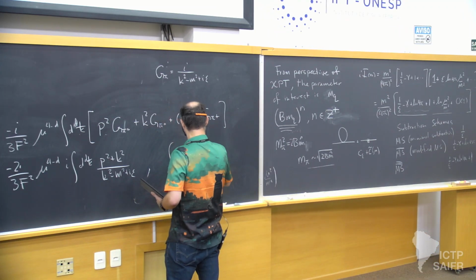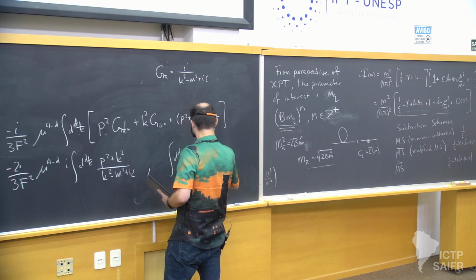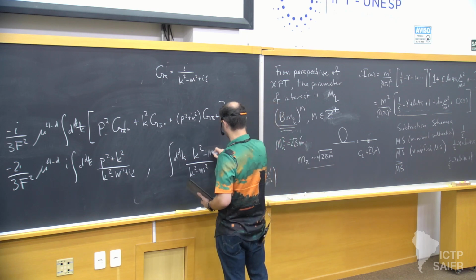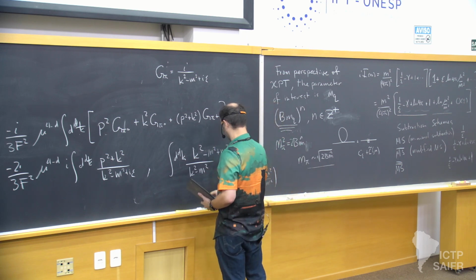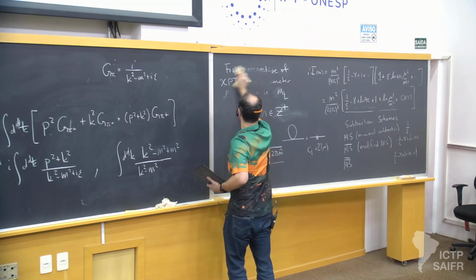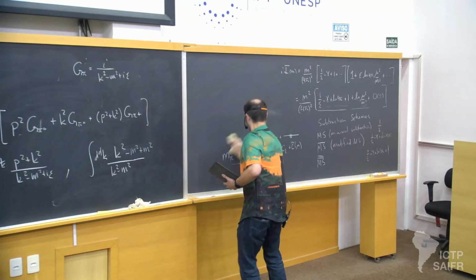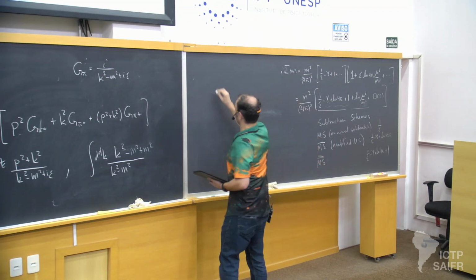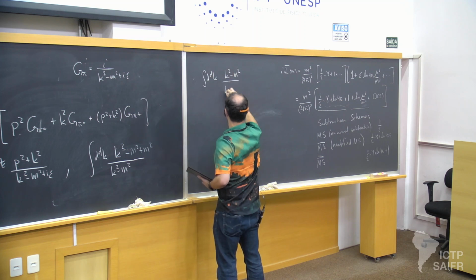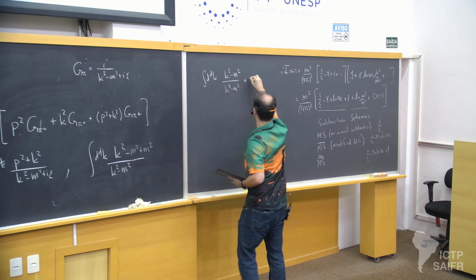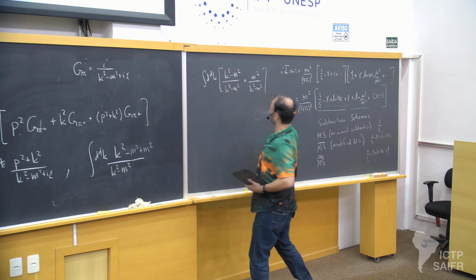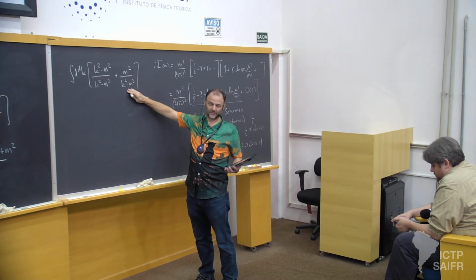So I have k squared over k squared minus m squared. And of course, how do we do this? We add 0. So we do minus m squared plus m squared. And so then, what do we have? This one's easy again. Same thing, we already did that.